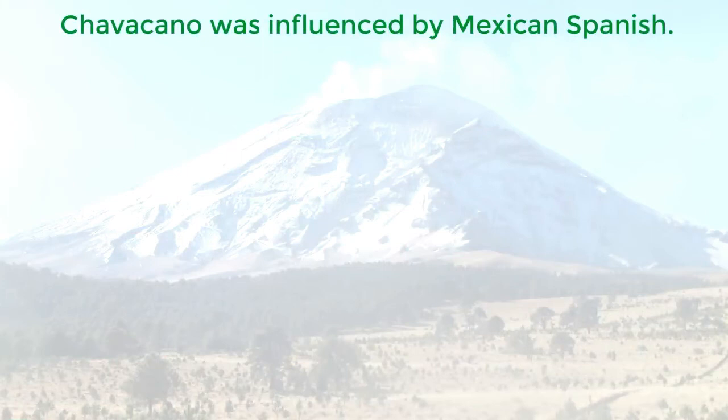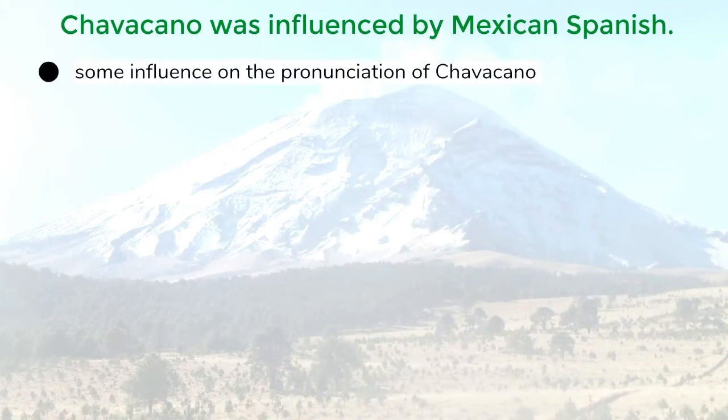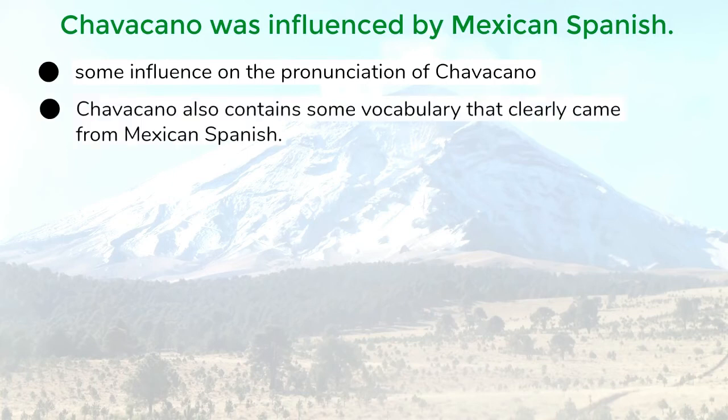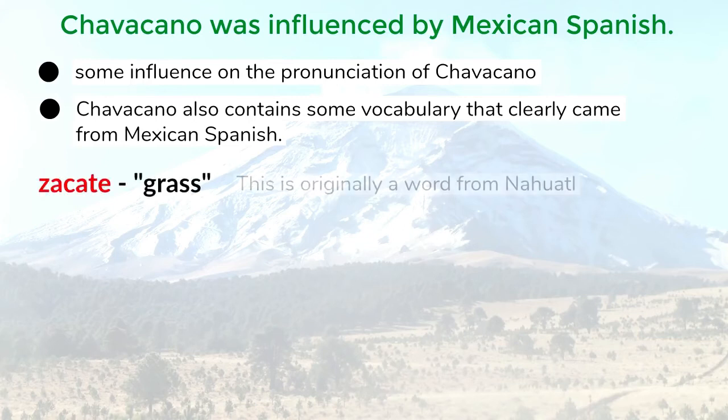Before, I mentioned that Chavacano was influenced by Mexican Spanish. There was undoubtedly some influence on the pronunciation of Chavacano, and Chavacano also contains some vocabulary that clearly came from Mexican Spanish. For example, zacate, meaning grass. This is originally a word from Nahuatl, an indigenous language of Mexico. It entered Mexican Spanish as a loanword, and then entered Chavacano via Mexican Spanish.